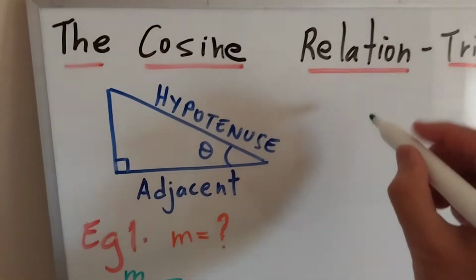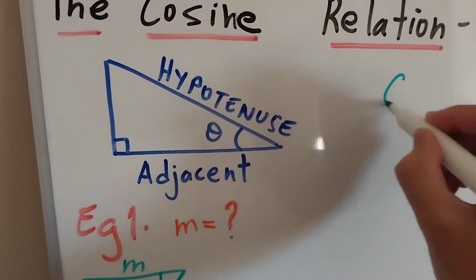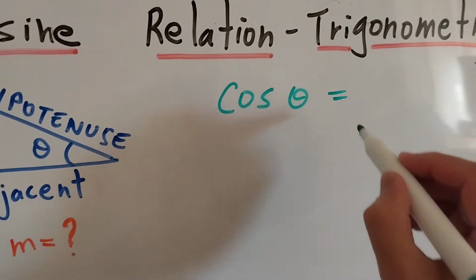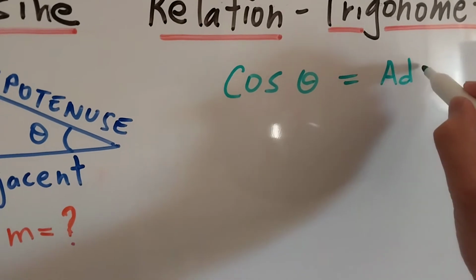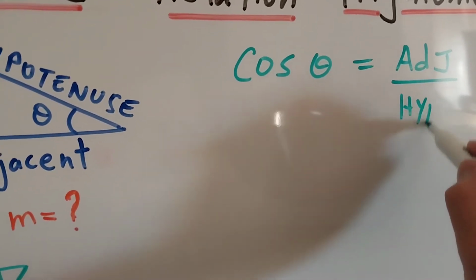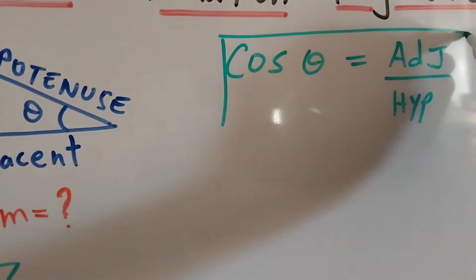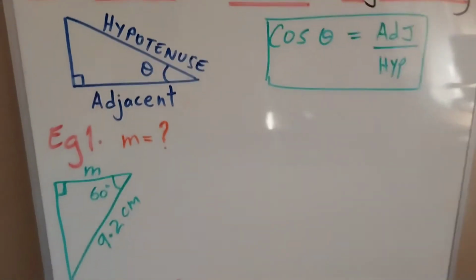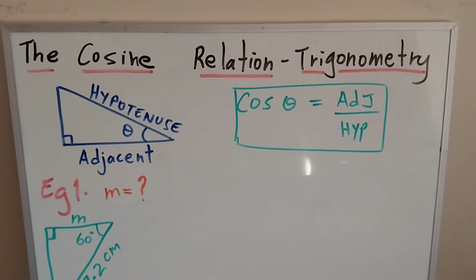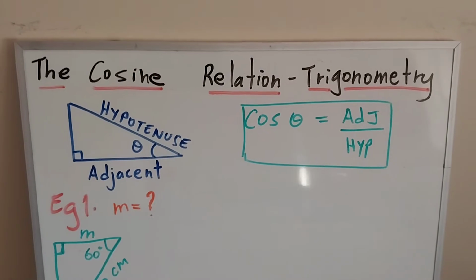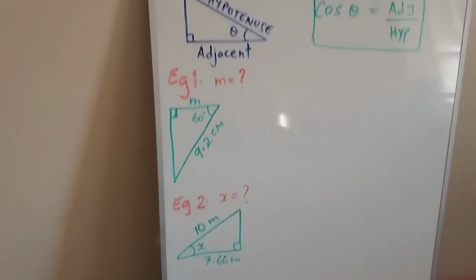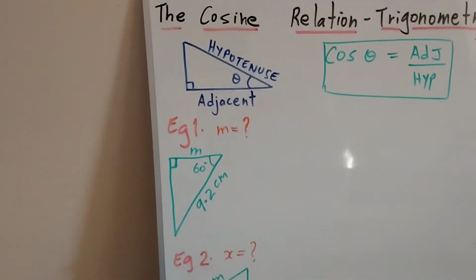The cosine formula is the cosine of the angle theta would be equal to the adjacent side length divided by the length of the hypotenuse. This is the cosine relationship or the cosine ratio. The cosine of the given angle of concern is equal to the adjacent side length divided by the length of the hypotenuse.